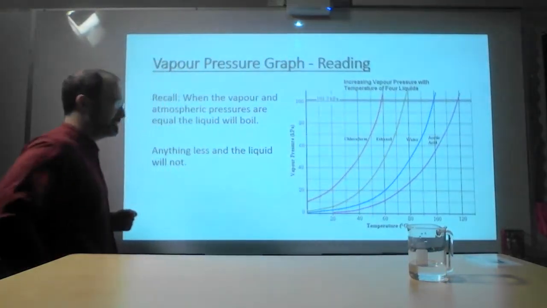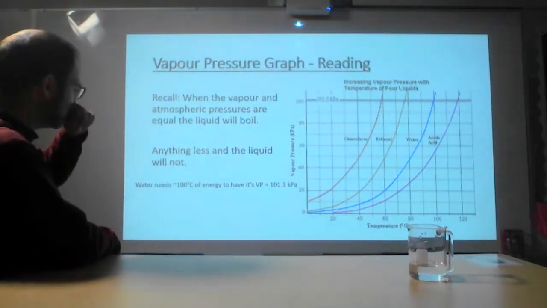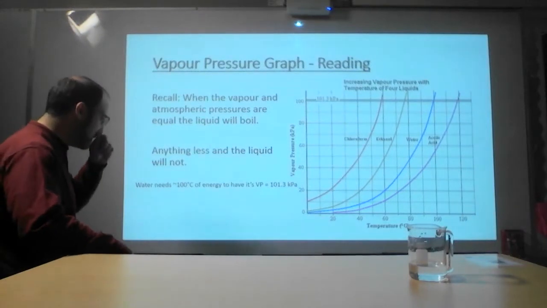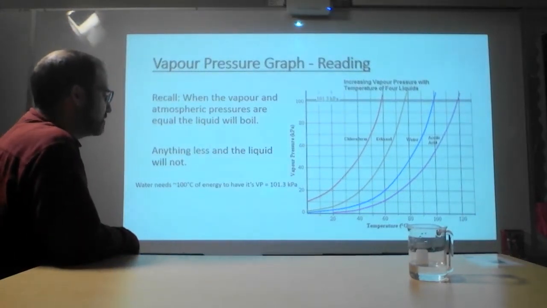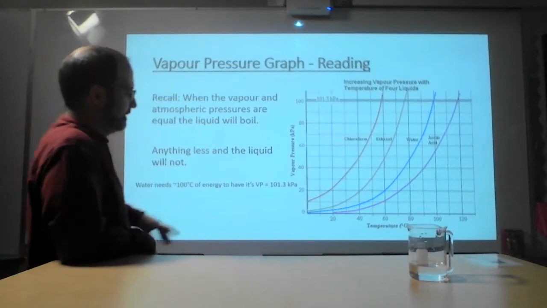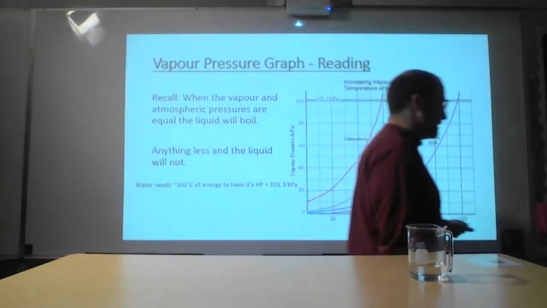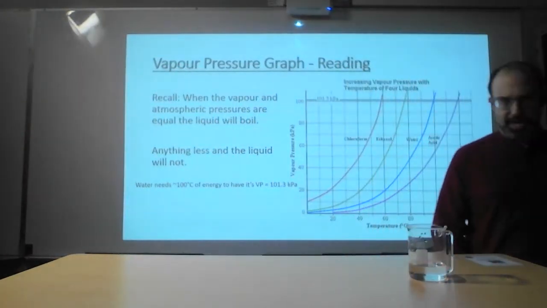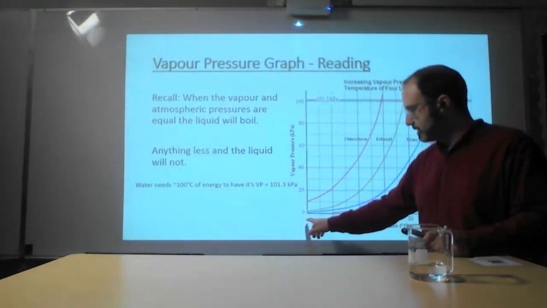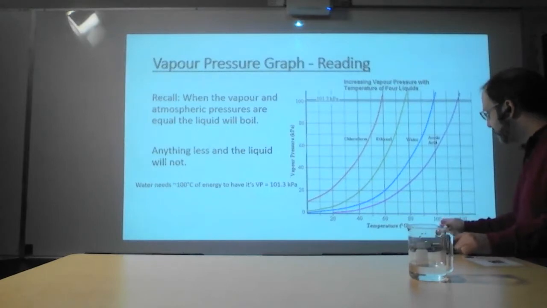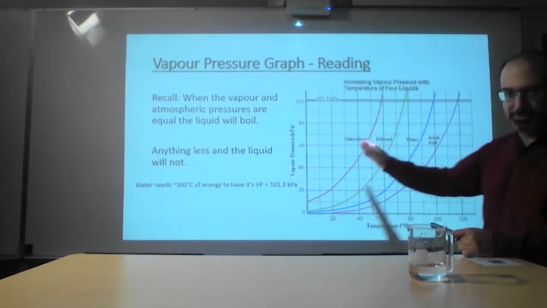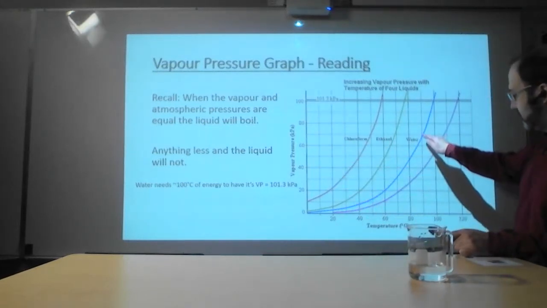So what's this graph trying to show us? Well, water needs 100 degrees of energy to have its vapor pressure equal the atmospheric pressure, 101.3. Okay, well, down here on the x-axis, I've got the temperature. Okay, so down here we got 0 degrees Celsius. Here's 20, 40, 60, 80, 100. So here's 100. Now there's 4 different lines on here. Water is the blue line.